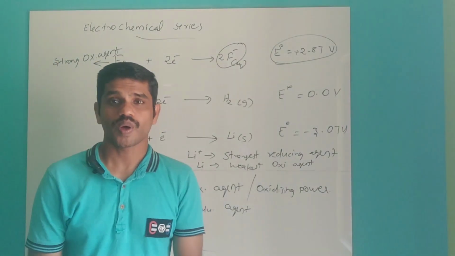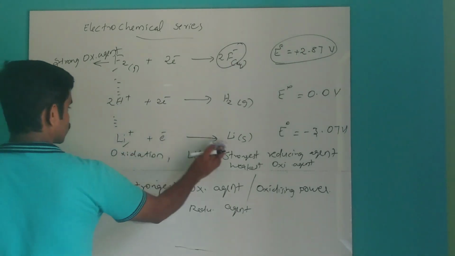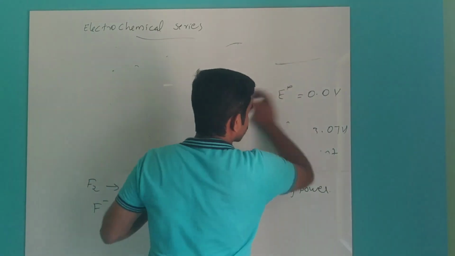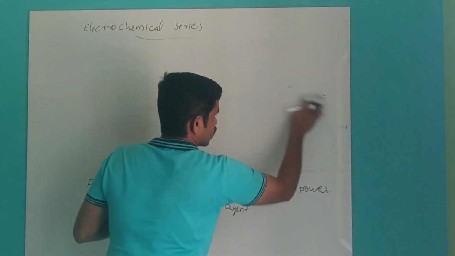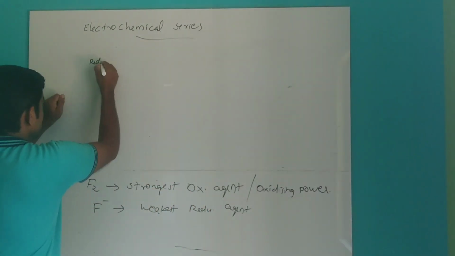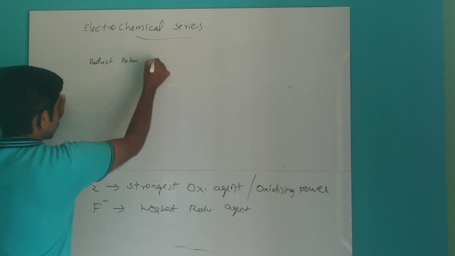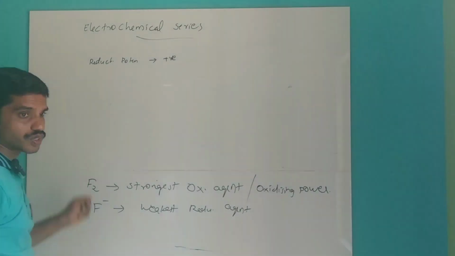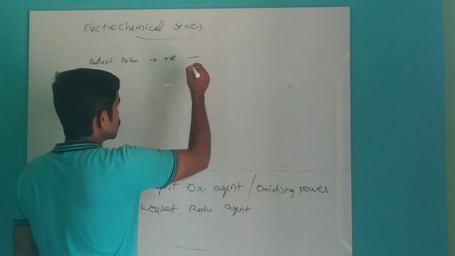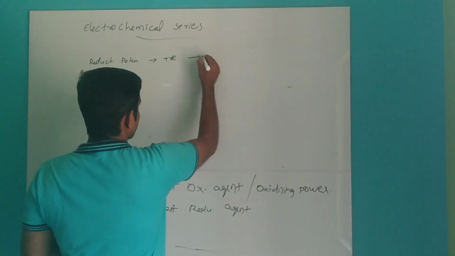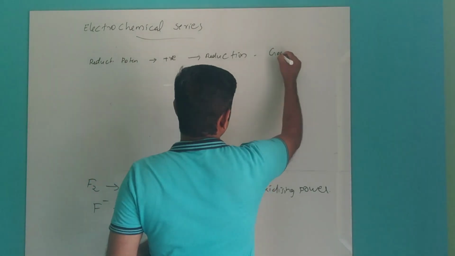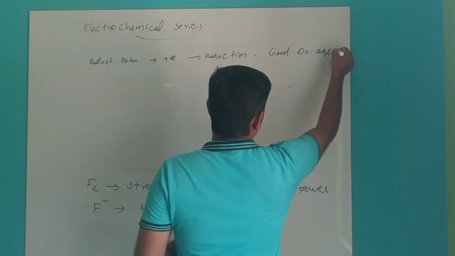So how can we conclude? We can conclude that if the reduction potential is positive, comparing on its higher value, okay, reduction potential is positive means it will undergo reduction, and the substance is acting as a good oxidizing agent, right?